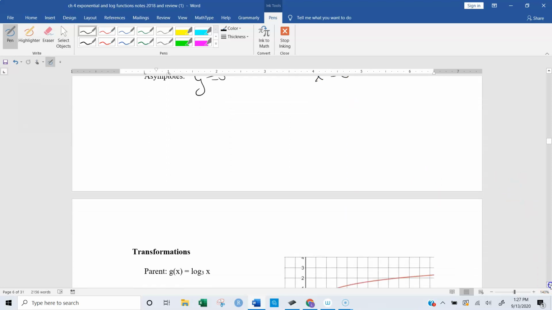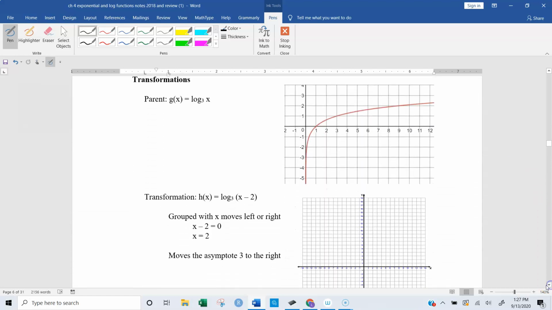Okay, let's continue on. Now I want to move this. I gave you the parent graph. This is log base 3. We just graphed it above. I want to move it x - 2. So that means it moves left or right. Remember that? Now, if it's negative, that means it's going to move right 2. So I'm going to take this whole graph and go right 2.